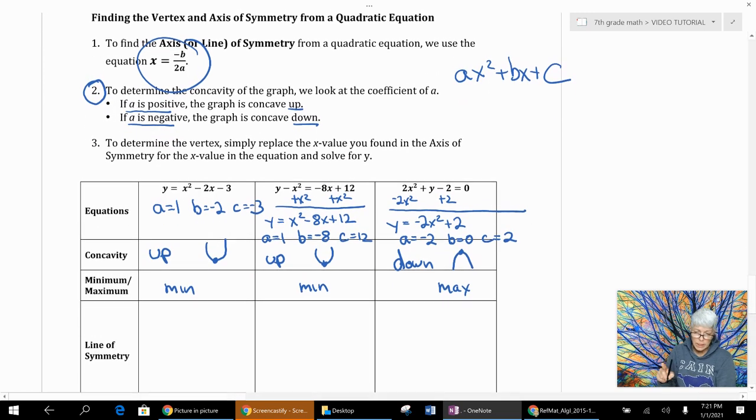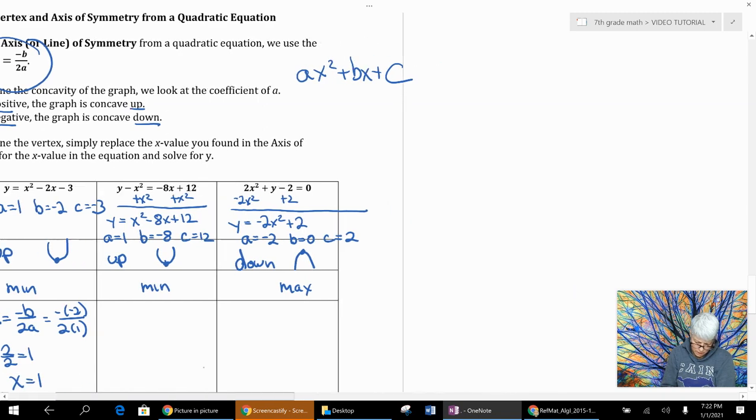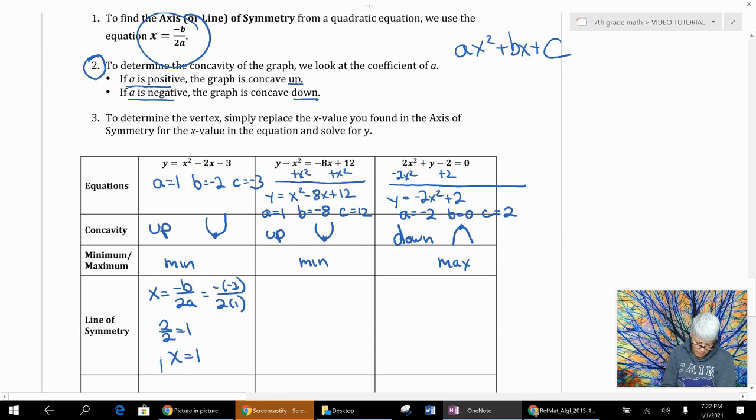Let's keep going. Line of symmetry. Now, here's where you're like, bing, I need to look at my formula chart. So x equals -b over 2a. So b, if you notice, in the first equation was -2. So I'm going to put that in -2, over 2 times a, which is 1. So we end up with a +2 over a +2, which is 1. So x equals 1. That is my line of symmetry.